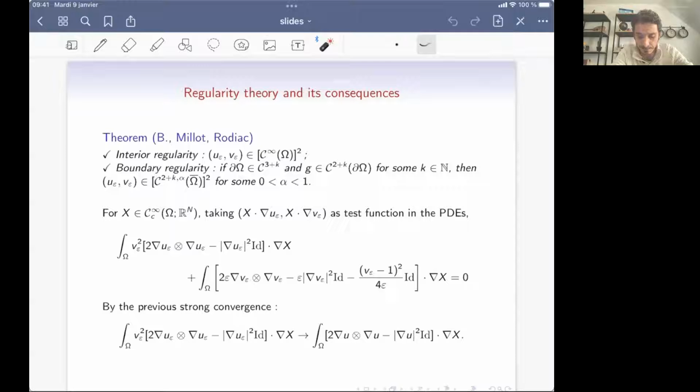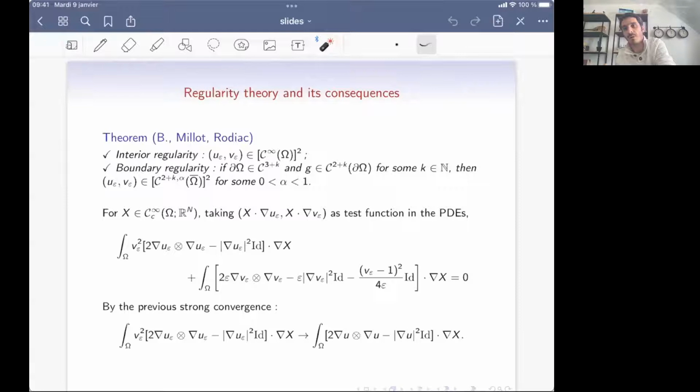So it uses a lot of all the known tools of elliptic regularity: Schauder's estimate, Campanato, Morrey-Campanato estimates. So you can essentially prove that your solutions are as smooth as you want if you assume enough regularity on the data, which are the set and the boundary condition. So you can essentially assume that U epsilon, V epsilon is as smooth as you want.